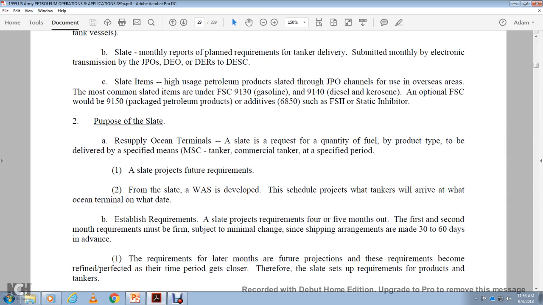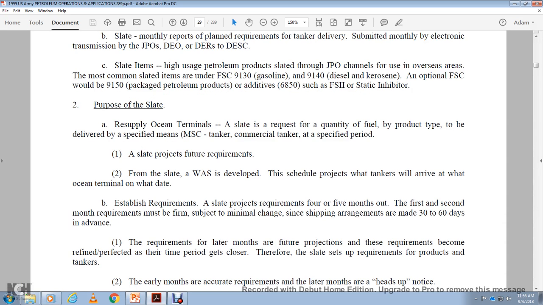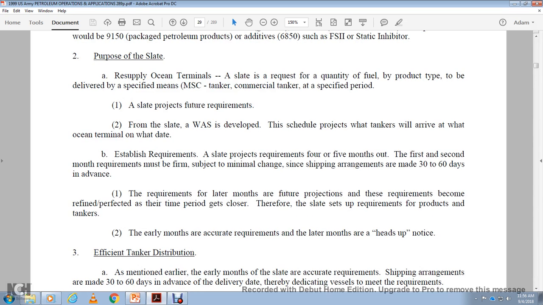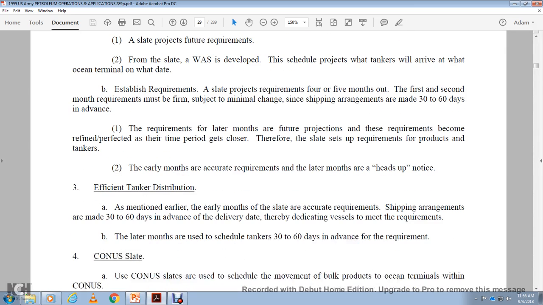The establishment requirement of the slate projects requirements four to five months out. The first and second months of the monthly requirements must be accurate from submittal, subject to minimal change, as shipping arrangements are made 30 to 60 days in advance. The requirements of the later months are future projections that become more refined as the time period gets closer. Therefore, the slate sets up the requirements of the product on the tanker for the early months as accurate, and the later months as projections with advance notice.